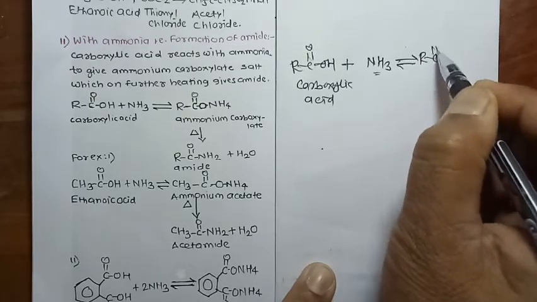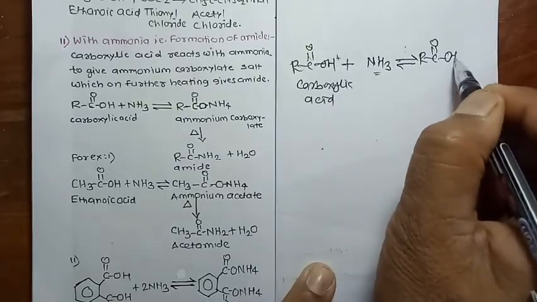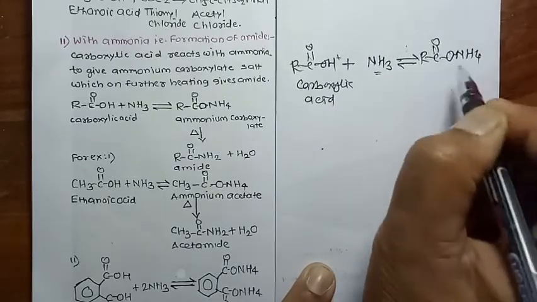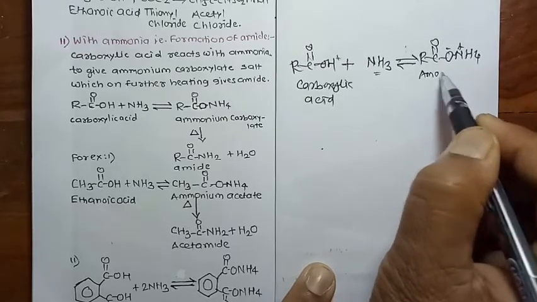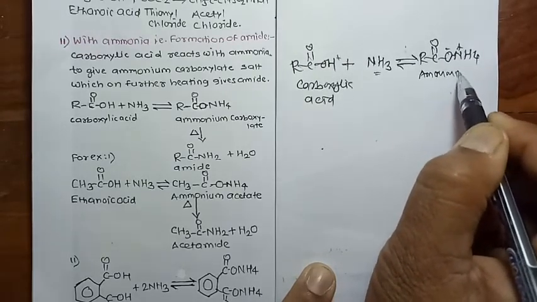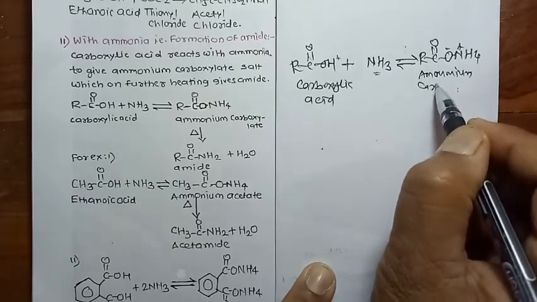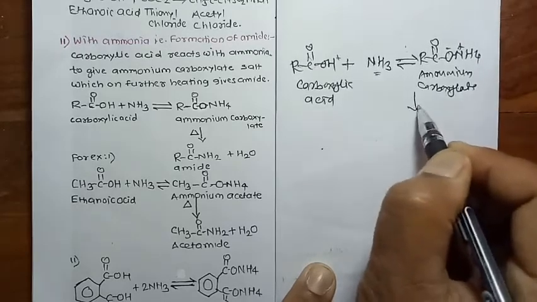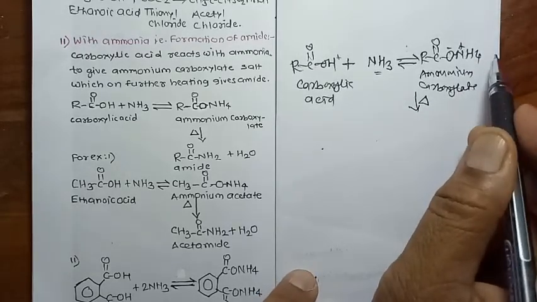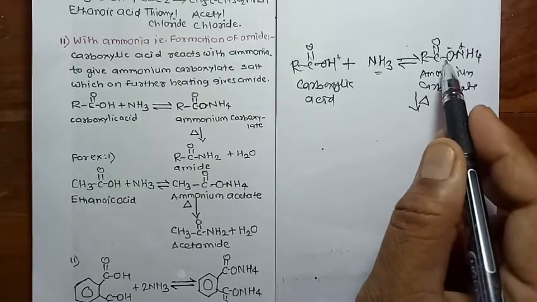Here the reaction takes place like RC double bond O, this H plus combines with this NH3, and we get the salt, that is, O minus NH4 plus. The formation of ammonium carboxylate takes place here. Now this salt on heating eliminates a water molecule and gives an amide.